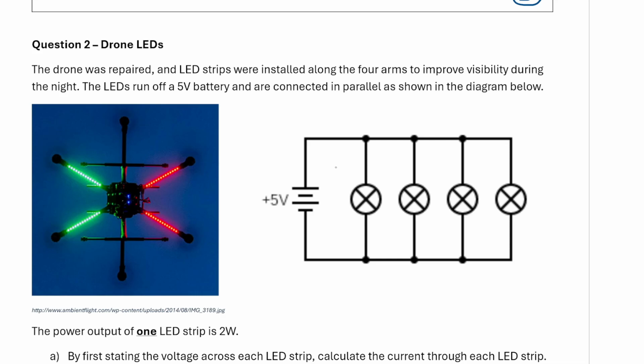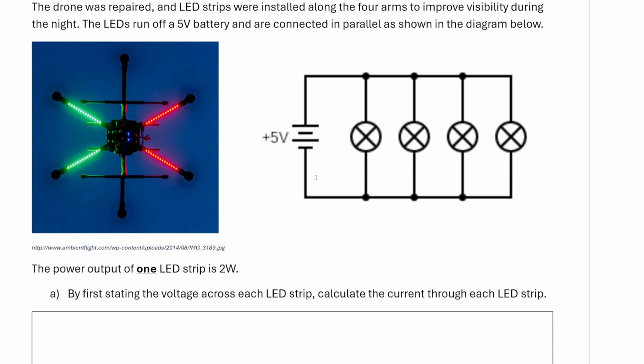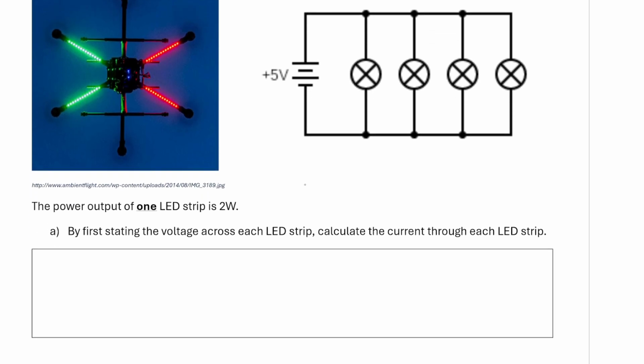So the drone was repaired, right? It had a little whoopsie, it crashed before, and LED strips were installed along the 4 arms. So we have 4 branches of LEDs, and it's running off a 5-volt battery. We're told the power output, P, of each LED strip is 2 watts. By first stating the voltage across each LED strip, calculate the current through each LED strip.